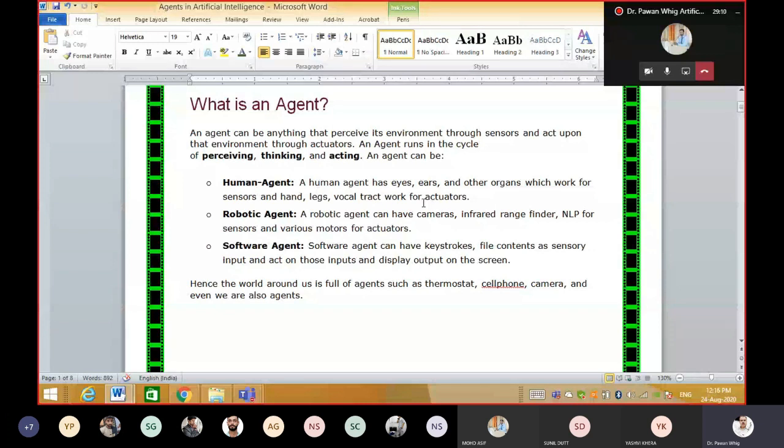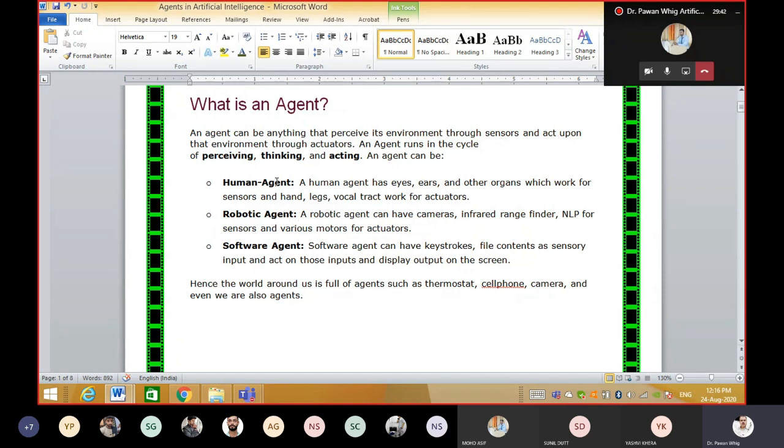In the same way, in robotics also, they have eyes like a camera, or other sensors like an infrared finder. Sensor is something through which it takes input, and actuator is something which gives an output. Like various motors get started once the camera takes a picture, the robot comes into action and moves forward or backward. So this is how you can understand. Basically this is a robotic agent.